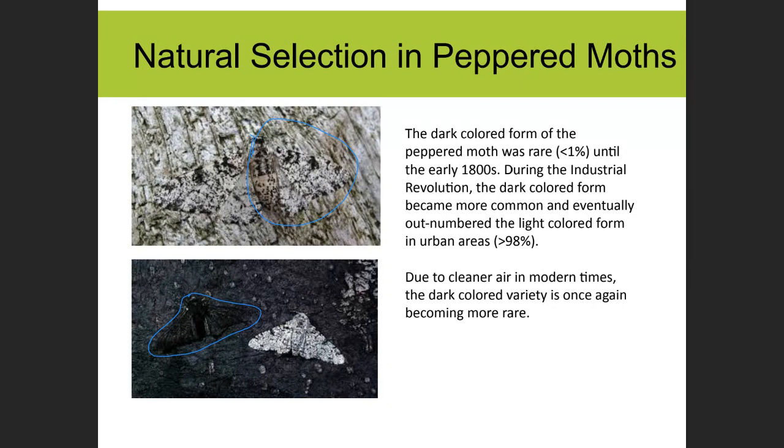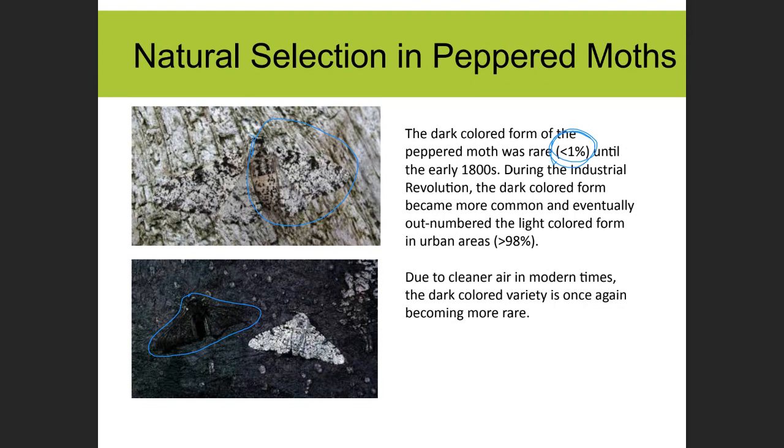When trees are light colored, those black moths get picked off very quickly, and so they tend to stay at a very, very low frequency in the population. So this dark form was less than 1% of the individuals, right? They show up, very rarely live to reproduce, and then they get eaten.